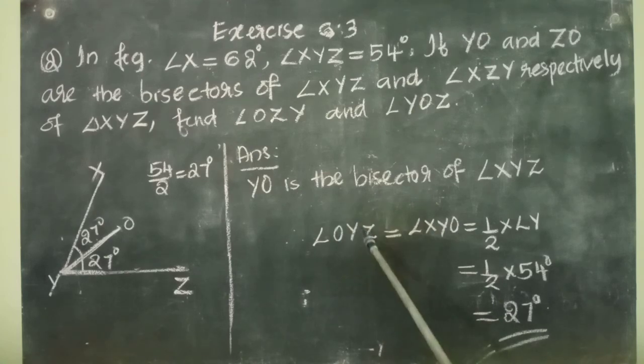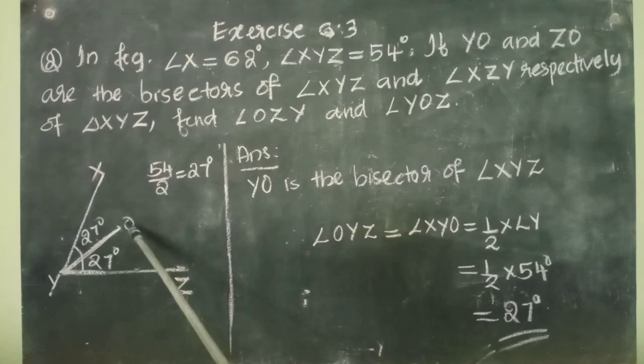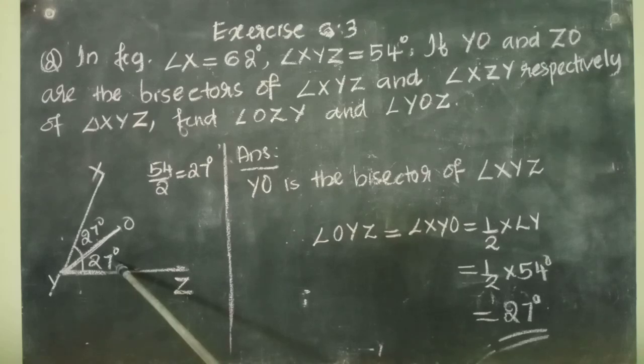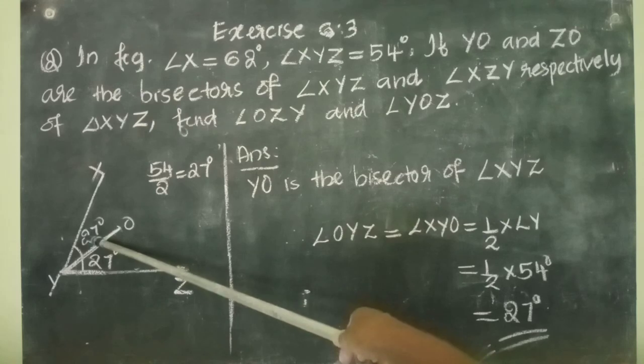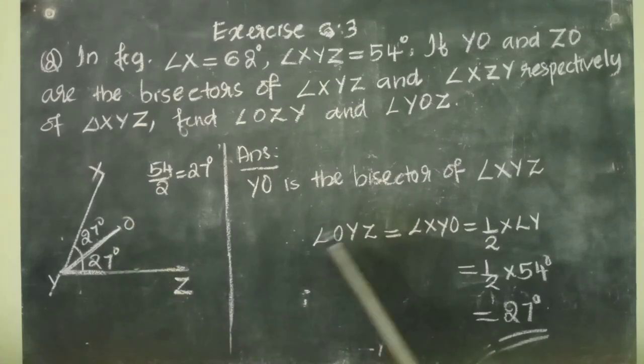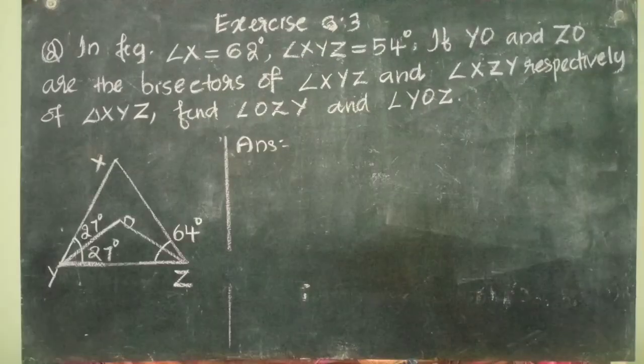So let us write, YO is the bisector of angle XYZ. Therefore, angle OYZ equal to angle XYO equal to half into angle Y. Angle OYZ, this angle, that is half of 54 equal to 27. XYO, that is this angle, it is also half of 54 equal to 27. So we can write that is equal to half of 54 degree equal to 27 degree.